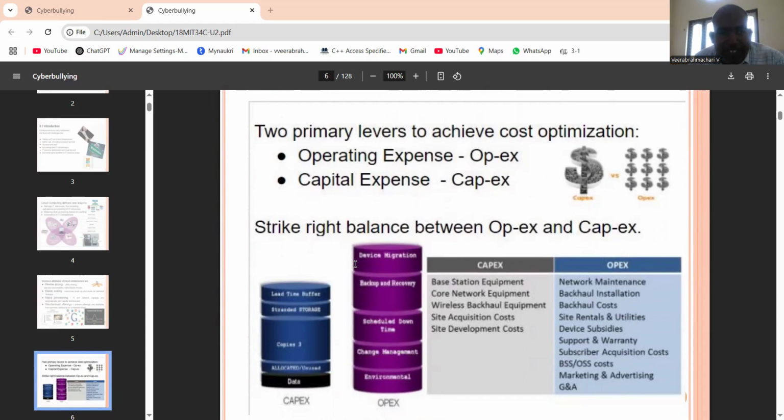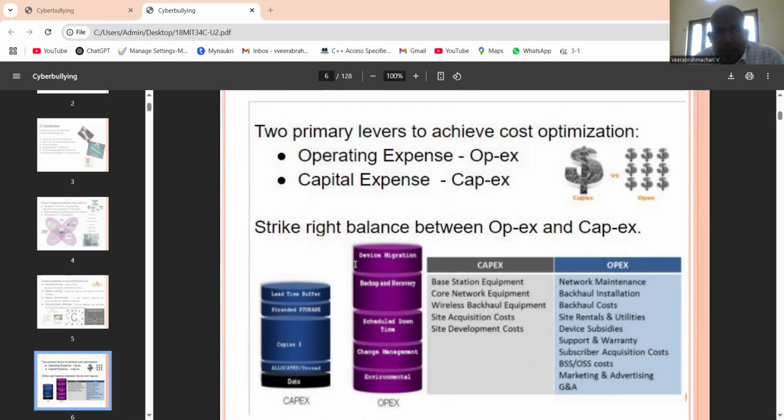Capital expense is based on the base station equipment, core network equipment, wireless backhaul equipment, site acquisition cost, and site development cost.